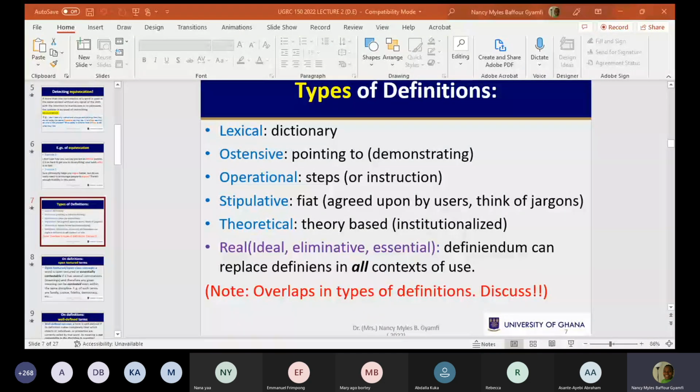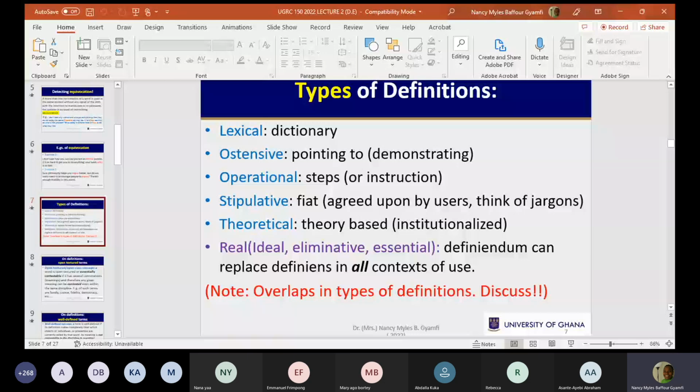That's the reason why they are also labeled as what? Ideal. Eliminative. Eliminative is what I explained earlier. You can shift their position. So the definiendum can sit in the place of the definiens wherever you use that word. The meaning won't change. Then there's essential definition. The word captures the meaning essentially, not some examples of it, but what the meaning is.